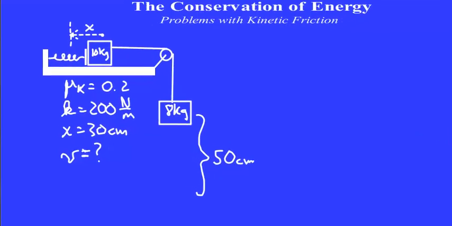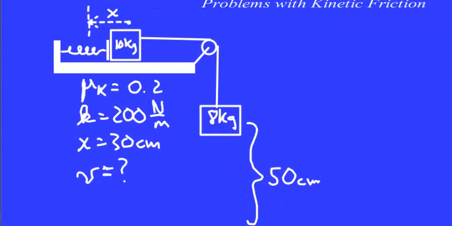You have a modified Atwood machine, a block connected to another block, and we're going to compress the block on the top 30 centimeters to the left. We're going to let it go. So the spring is going to push on that 10 kilogram block, and gravity is going to pull down on the 2-block system. What we want to find out is, when the 8 kilogram block has fallen 50 centimeters, what's the velocity of the blocks? Remember, they'll be moving at the same velocity because they're moving as a system.